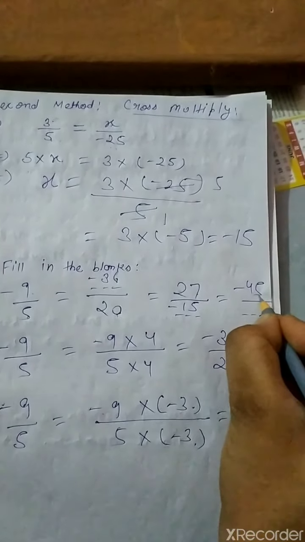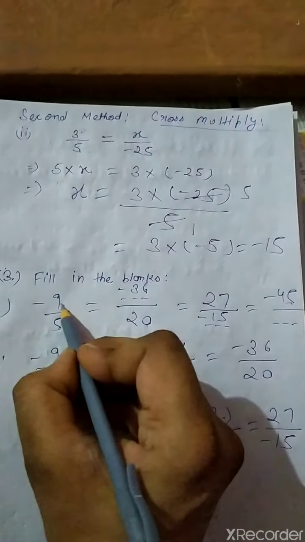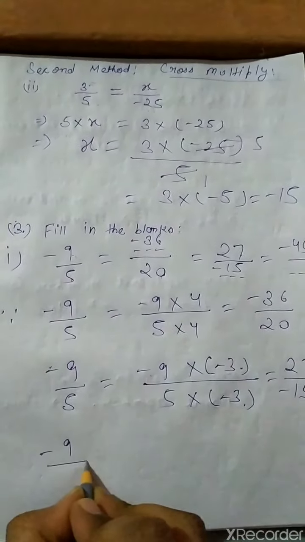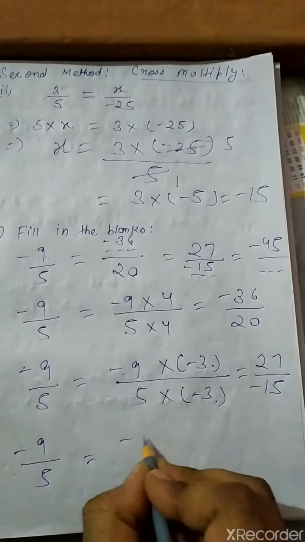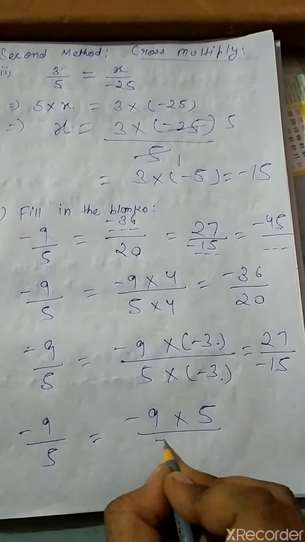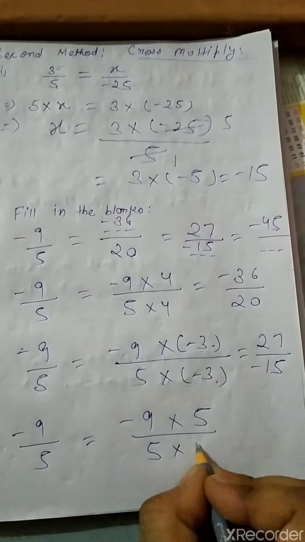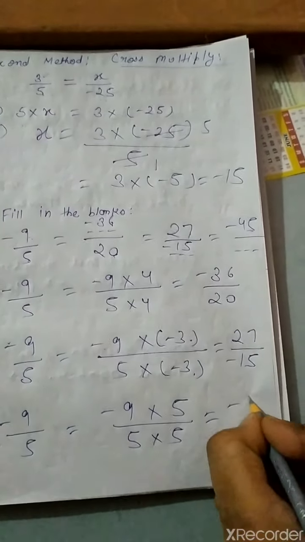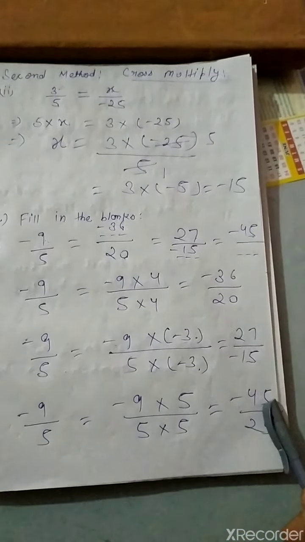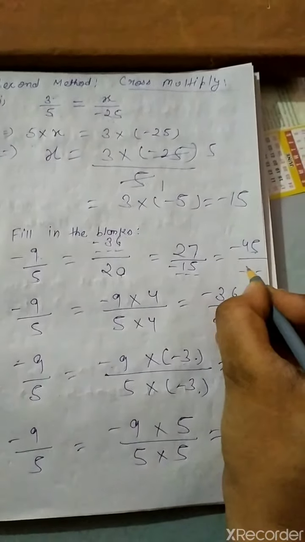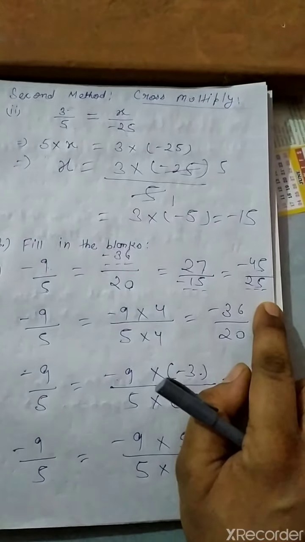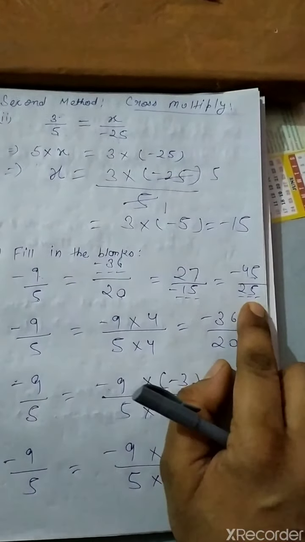The last question has minus 45 as the numerator. Minus 9 into 5 is minus 45. Therefore minus 9 by 5 equals minus 9 into 5 by 5 into 5, so the denominator is also multiplied by 5. 5 into 5 is 25, so minus 45 by 25. If the numerator is minus 45, then the denominator is 25. This way you can fill in whatever blanks are given.